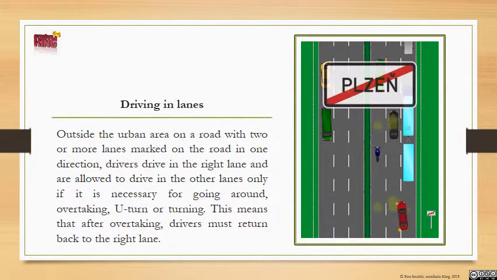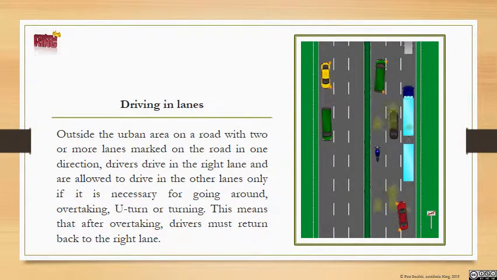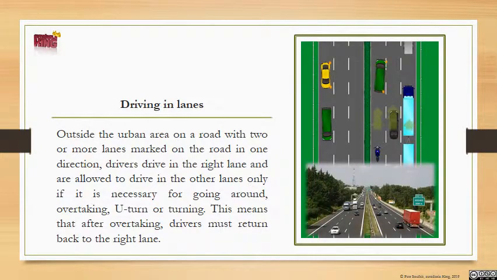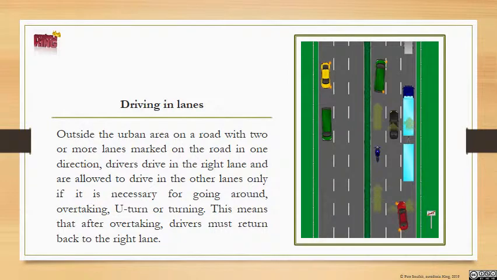Outside the urban area on a road with two or more lanes marked on the road in one direction, drivers drive in the right lane and are allowed to drive in the other lanes only if it is necessary for going around, overtaking, U-turn or turning. This means that after overtaking, drivers must return back to the right lane.